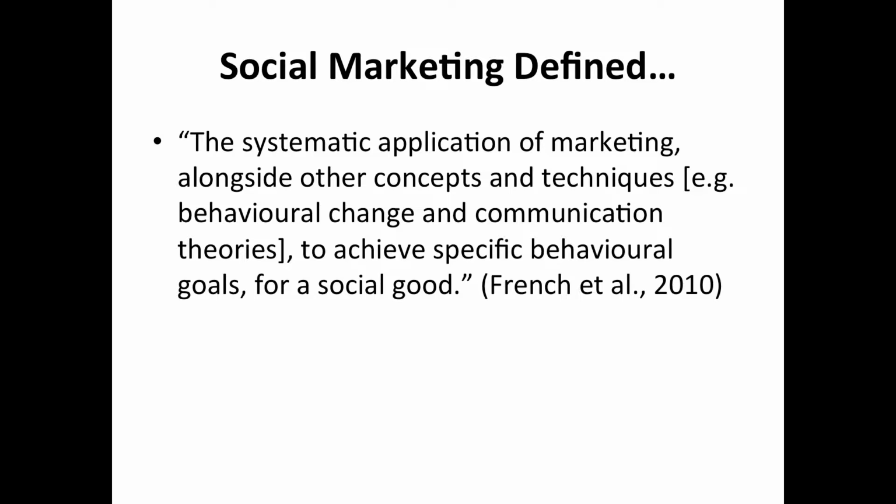Social marketing is defined as the systematic application of marketing alongside other concepts and techniques, for example, behavioral change and communication theories, to achieve specific behavioral goals for a social good. Social marketing has been utilized over 3 decades in the fields of public health and injury prevention. Road safety campaigns are one example of a social marketing strategy in injury prevention that has achieved success.